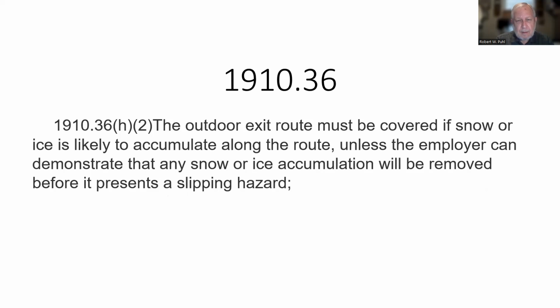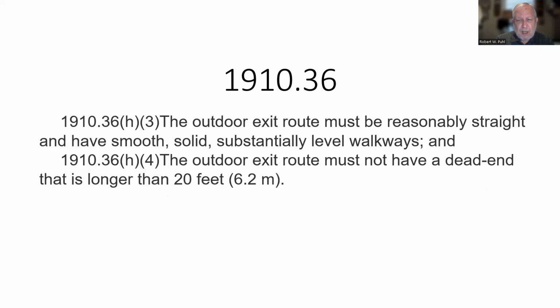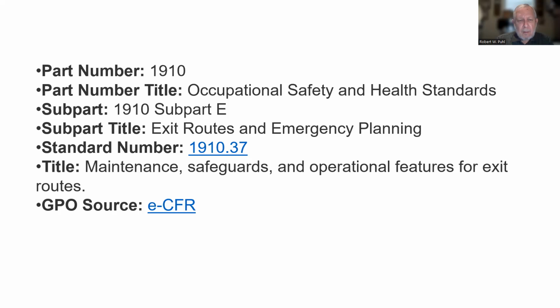But the outdoor exit route must be reasonably straight and have smooth, solid, substantially level walkways. And the outdoor exit route must not have a dead end that is longer than 20 feet. And now we'll get into 1910.37, maintenance, safeguards, and operational features for exit routes.